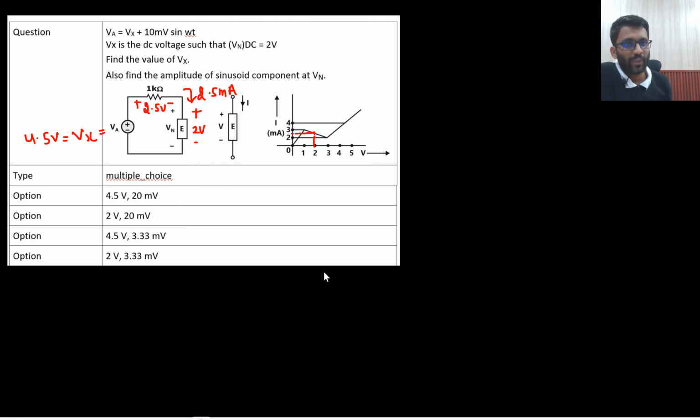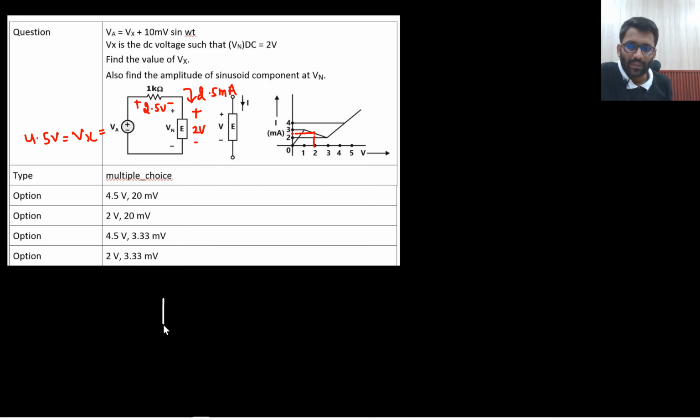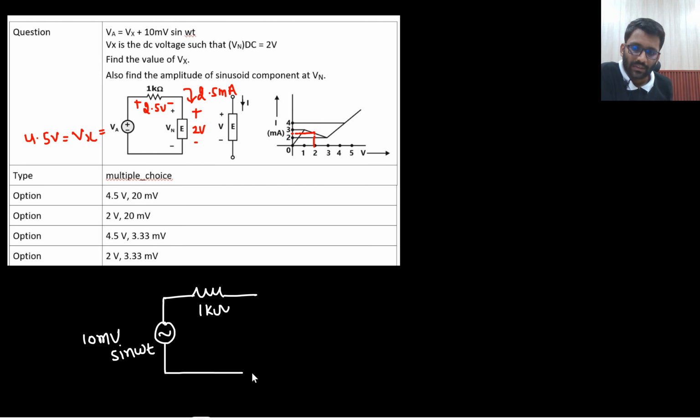For the sinusoid component, you have to replace it with its small signal model. So if I am replacing it with the small signal model, what is my small signal input? That is 10 millivolt sin omega t. This is my small signal input. Then there is a 1 kilo ohm resistance, and then there is this resistance.